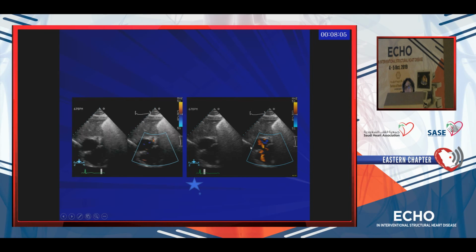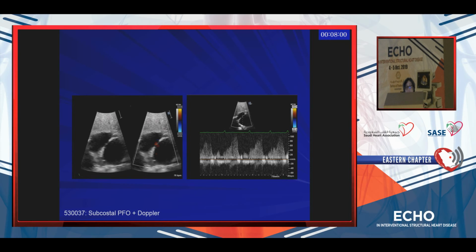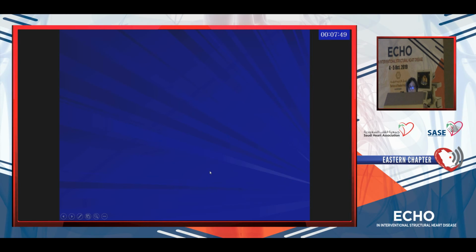We teach all our juniors and technologists that's the best view, and you can clearly see that there is a tiny jet, and this is a still picture of it. And this is another case where you can see, again only in the subcostal, a very tiny jet of what looks like a PFO, and this is the Doppler of it.